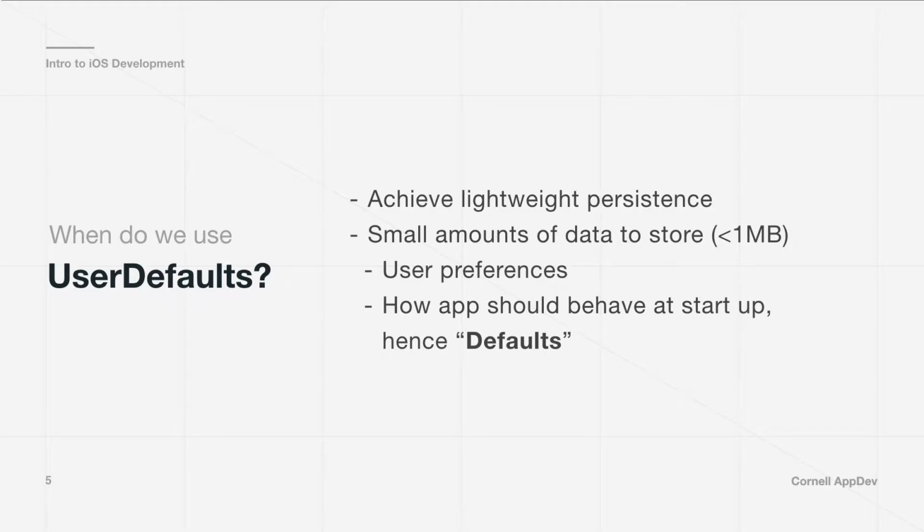So when do we use user defaults? It's to achieve lightweight persistence and also store small amounts of data, such as user preferences. Some examples of user preferences are on Slack, where there's light or dark mode, and these things can be easily stored for each individual device using user defaults. In this sense, you won't have to create a backend with login functionality to differentiate between different users. And user defaults also tells how an app should behave at startup, hence the word defaults.